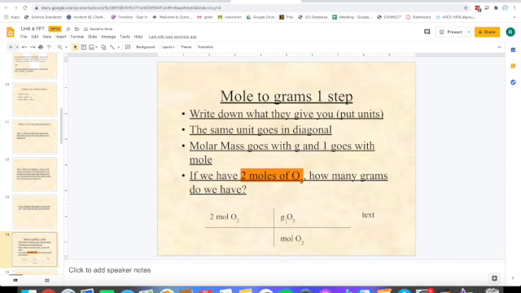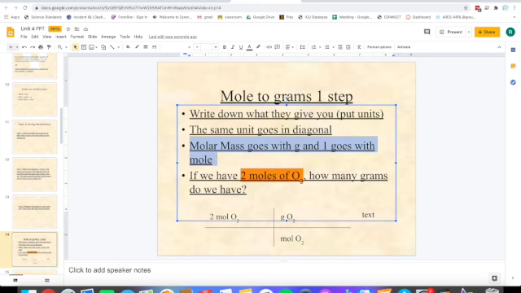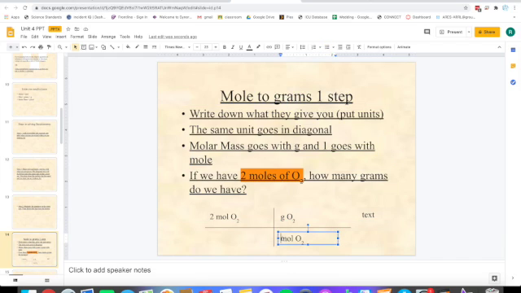If you ever see grams and moles on the same part right here, this is when you follow this rule. The molar mass goes with grams, and the number 1 goes with the moles. So here's our mole, so I'm going to put a 1 right there. Now for grams, we have to do the molar mass. So over on this side, I'm going to find the molar mass of O2 because that's what we're talking about.